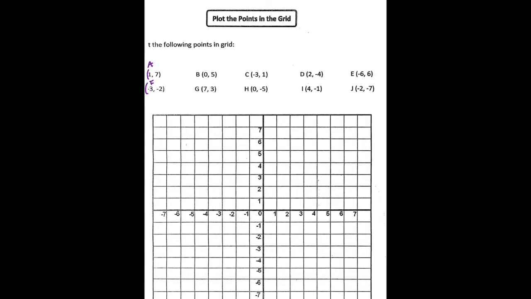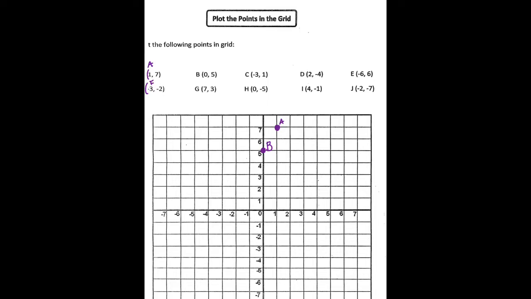We have A, so 1, 7. So I'm going to go over to 1 and I'm going to go up to 7 because they're both positive, and that is point A. All right, for B, I have 0, 5. This 0 is a little bit different because if I want to start on the x-axis, 0 means I just stay put. I can't go to the right, I can't go to the left. So I'm going to stay at 0, and then my second number, which is on my y-axis, I'm going to go up to 5. And I'm going to label it point B. Make sure you always label your points if they give you a letter to label it with.